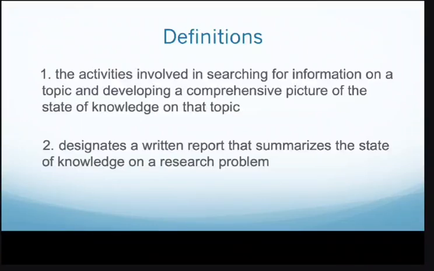If you start your literature review and you find out, oh, this topic has been extensively studied, it's time to adjust your topic. You don't have to completely change your topic, but at that point you might want to take a different spin on it.